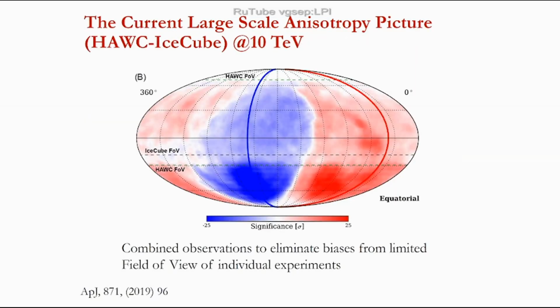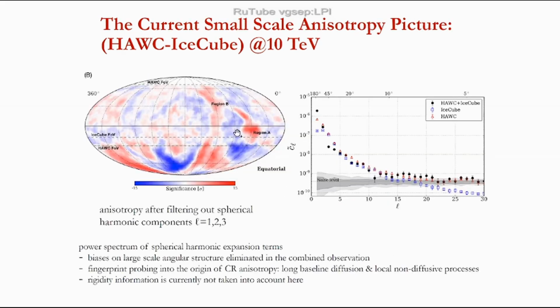The only study covering the complete sky is this one made by the HAWC and IceCube collaborations together, and that is represented in this plot. We have a general agreement, a good agreement of the measurements obtained by both experiments. And the combined observation can eliminate biases due to the limited field of view of individual experiments. Subtracting the large scale anisotropy, HAWC and IceCube at 10 TeV can enhance some small scale anisotropy, like this excess coming from region A and region B, what they have called region A and region B. So this was just to say that we can go deep in the study of the anisotropy and not only limit ourselves to large scale anisotropy.